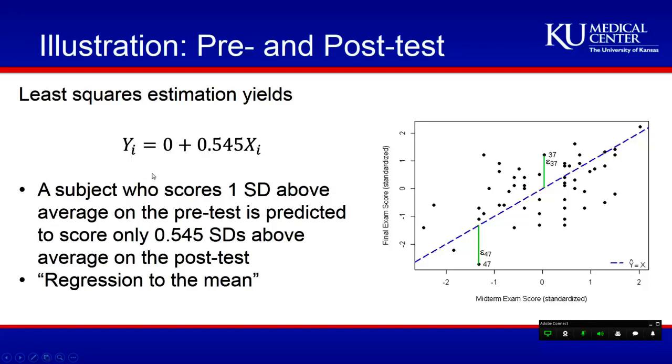If you're interested in the notation, just know that estimation yields the equation of that line, that optimal line, and it turns out it gives us an intercept of 0 and a slope of 0.545. The interpretation of those two estimates is actually pretty straightforward. So, for instance, let me explain the data a little bit more before I get into this.